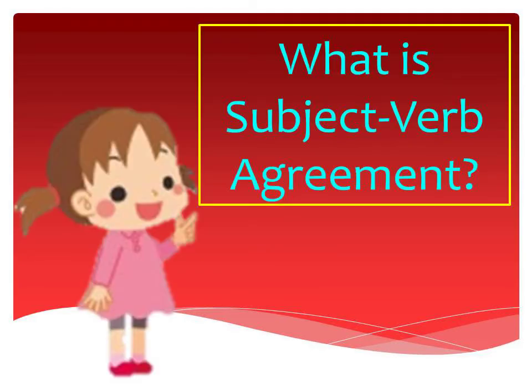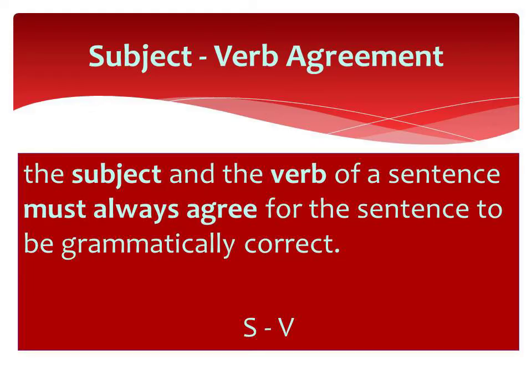As I mentioned earlier, this is one of the important rules that we should remember when we are creating a sentence. It's the subject-verb agreement. So what is subject and verb agreement? It means that the subject and the verb of a sentence must always agree for the sentence to be grammatically correct. We all know that in every sentence, there's a subject and a verb, right? It could be an action verb or a be verb.